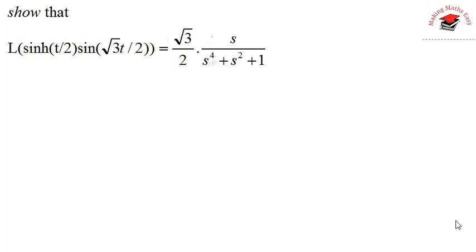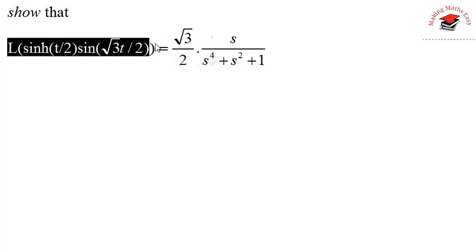So we have the sum: show that Laplace of sinh(t/2) into sin(√3 t/2) is equal to √3/2 multiplied by s divided by s⁴ + s² + 1. So we need to prove that LHS is equal to RHS. So first of all we will take the LHS.